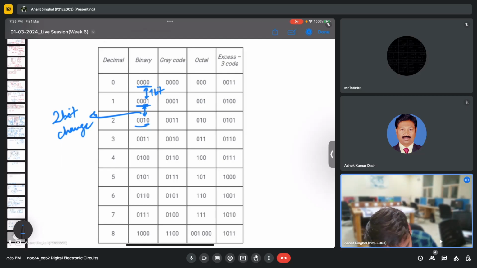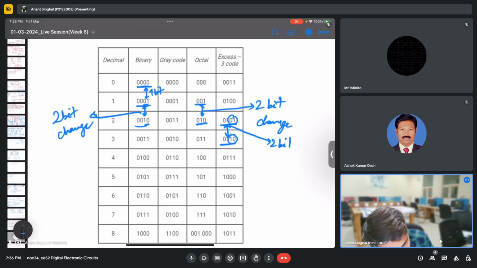Now again, if I see even the octal code, this is 0 0 1, then 0 1 0. Here we have a 2 bit change. But if you see even the excess 3 code, here we have 0 1 0 1, so clearly the 0 1 is getting to 1 0. So here also we have a 2 bit change. But you clearly see in the gray code there is always a single bit change.